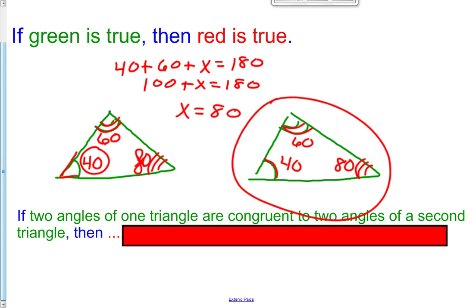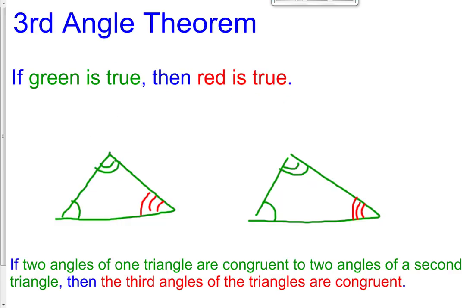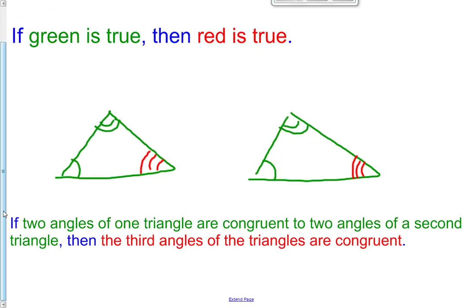So if two angles in one triangle are congruent to two angles in another triangle, then the third angle has to be congruent to the other third angle. And that's what this is saying right here. The third angles of the triangles are congruent. So if two angles in one are the same as in the other, then the third angle has to be congruent.